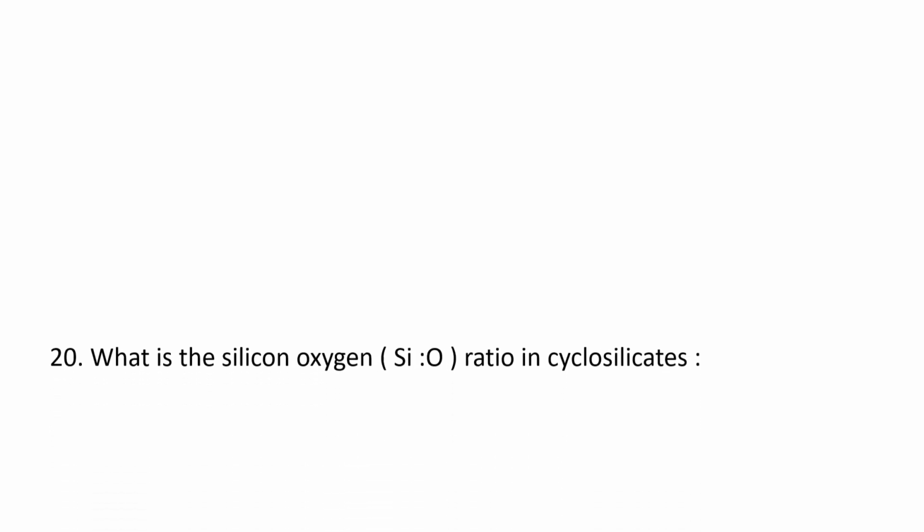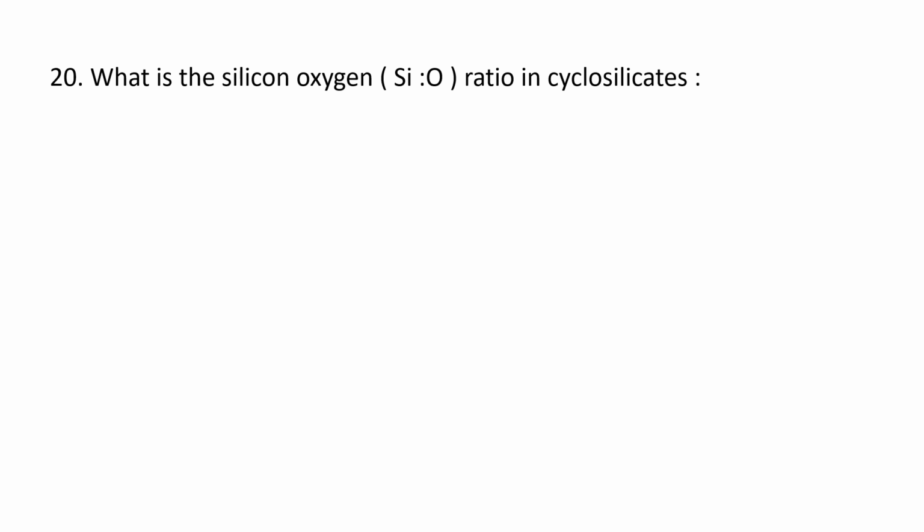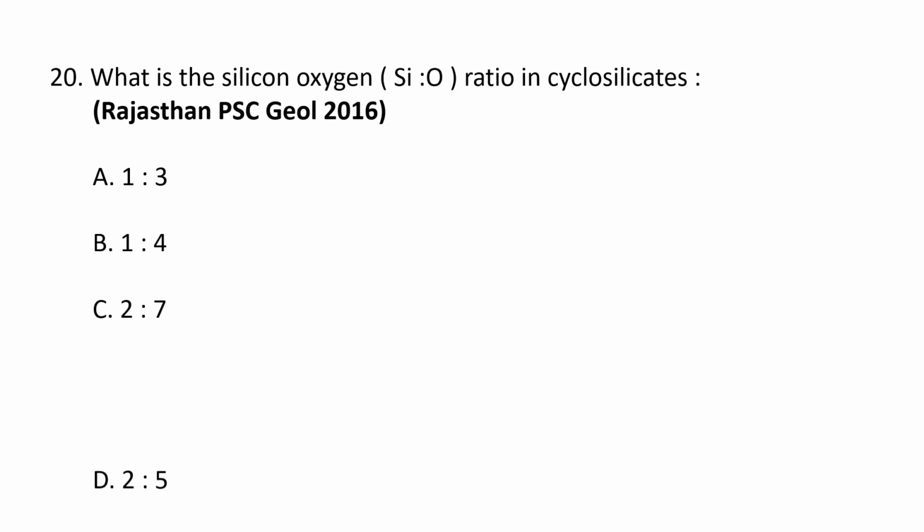Next question. What is the silicon-oxygen ratio in cyclosilicates? It's a very simple question. A. 1:3, B. 1:4, C. 2:7, and D. 2:5. The silicon-oxygen ratio in cyclosilicates is 1:3. The examples are beryl, tourmaline, axinite. They all belong to cyclosilicates. So A. 1:3 is the correct option.